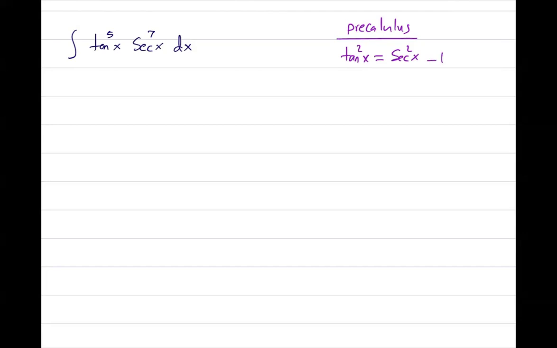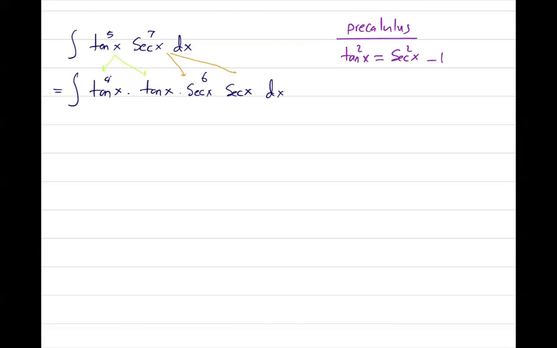Okay, how is this useful to me? Let's see if we can break this down into smaller pieces. Let me try to write tangent to the 5th as tangent to the 4th of x times tangent of x. So I just broke this down into 2 pieces. And for the secant, I can write it as secant to power 6 times secant, and then dx. So I'm just slowly breaking these down into smaller pieces so I can find a relation. Very good. So what do we have here?